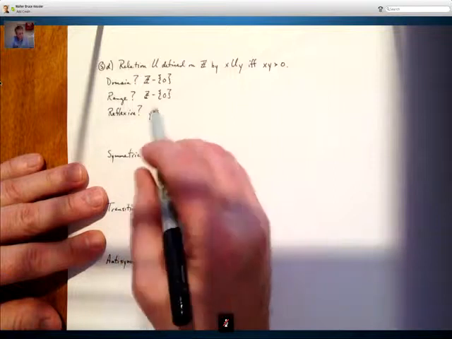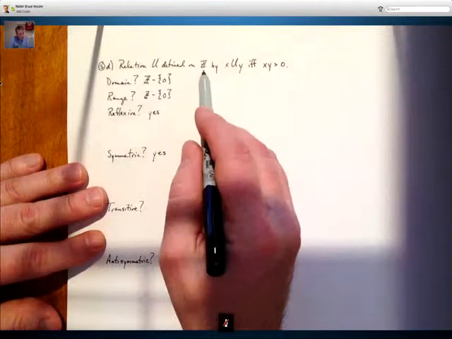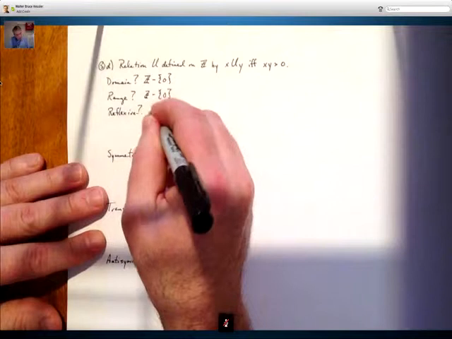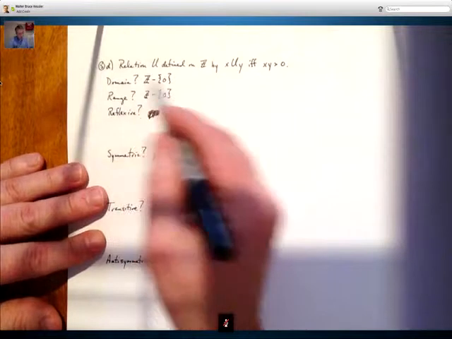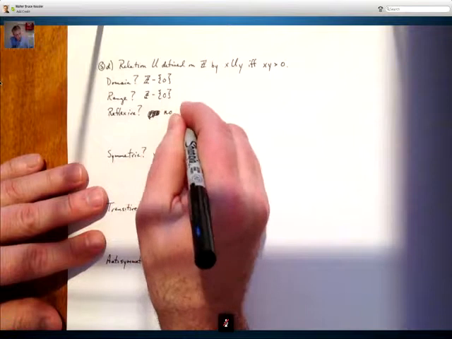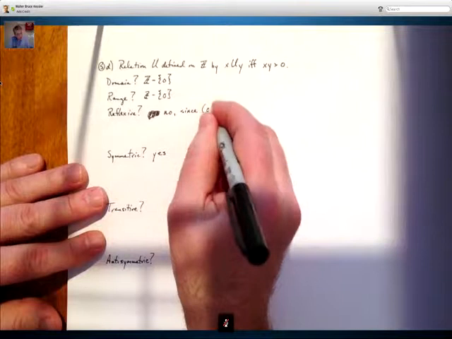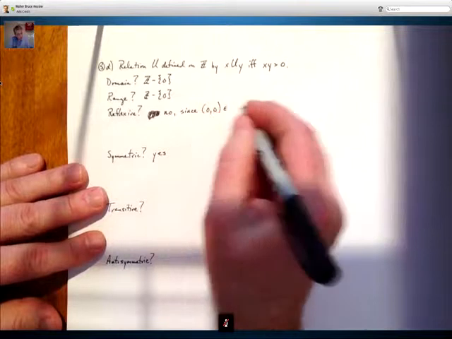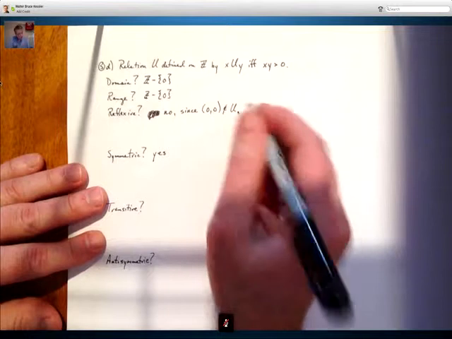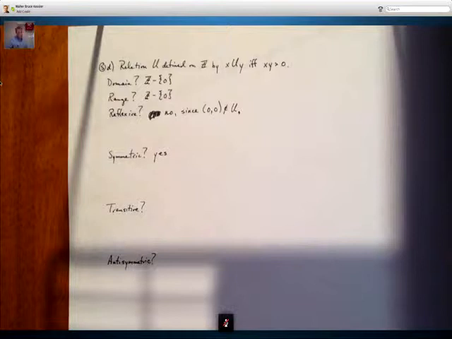Oh, wait. You know what? I just completely botched this one, and I'll tell you why. This is the domain, but reflexive has to work on the whole set. What was I thinking? It can't just work on the domain. It's got to work on everything in Z. So this is no. 0 is in the set. So since 0, 0 is not in U, that's not reflexive. I don't know what I was thinking there. I'm sorry.